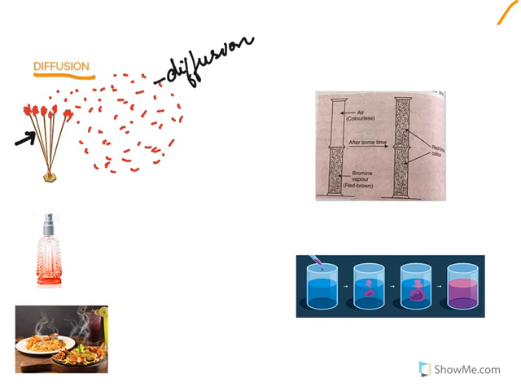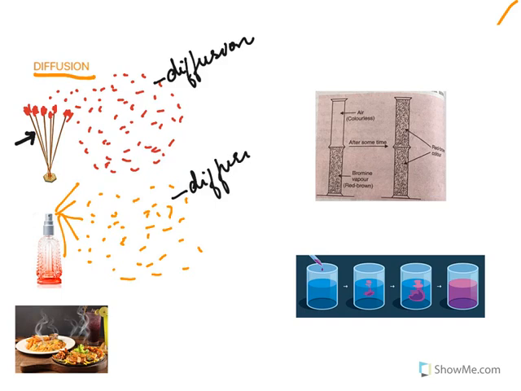Let's take another example of a scent. When you press a scent and spray it, we get the smell all over the room. Again, these particles of scent spread all over the room. Again, the particles of scent undergo a process called diffusion, and they spread all over the room. This is an example.